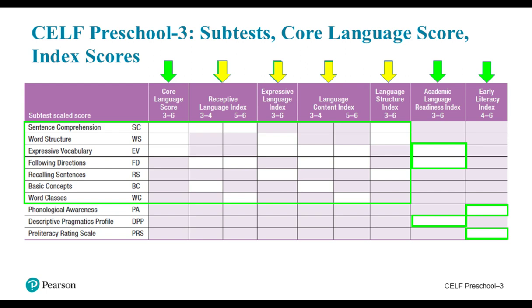The CELF Preschool-3 provides a balance of items across receptive and expressive modalities, and also provides information on language content as well as language structure. And as I mentioned, different combinations of the 10 subtests will yield different scores. 7 of the 10 subtests will yield the core language score, receptive language index, expressive language index, as well as a language content index and a language structure index.